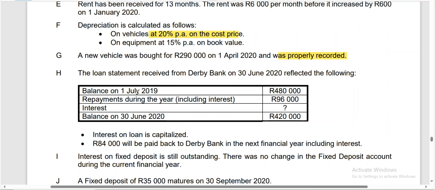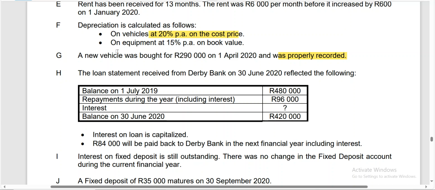The next transaction says that the loan statement received from Debit Bank reflected the following: balance on 1 July, repayments during the year. Okay, so we know that when it's like this, we get the loan statement, we must check if interest is capitalized or not. Next, they're saying interest on loan is capitalized, and then 84,000 will be paid back to Debit Bank in the next financial year, including interest. So now here, we need to check what is the interest. Remember, I said you're going to use bottom up. This repayments means minus. So you're going to start from here, your closing balance.